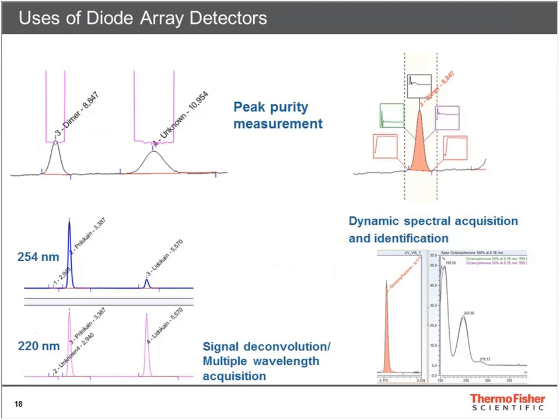These are examples of what you can use a diode array detector for. Peak purity measurement, to see if you have the same spectra across the peak. If it changes between the start and the end of the peak, you have two different compounds co-eluting.